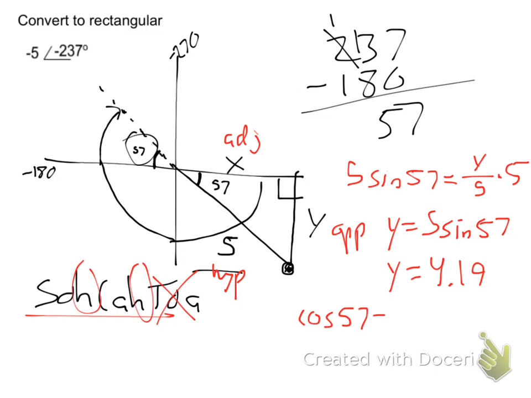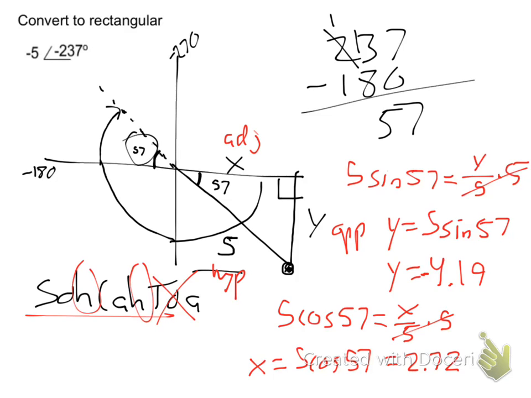We're going to do the same thing with cosine. Cosine of 57 is equal to x over 5. Multiply both sides by 5 because it cancels with that to get x by itself. So x is equal to 5 cosine 57, or 2.72. Now wait a minute, those are both positive. We said what about y? It has to be negative. So I am going to place a negative sign in front of the y because I know I'm going down.